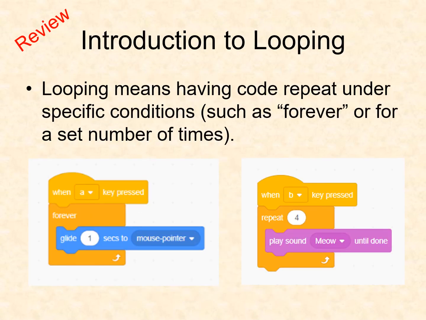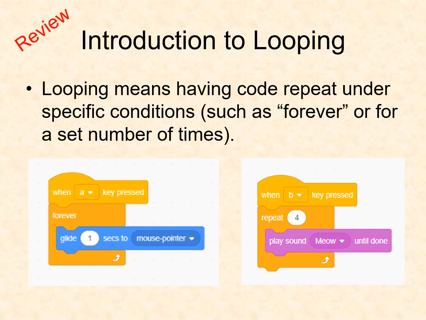We introduced a type of block of coding called control, specifically loops. And looping simply means that you can have the coding that is embedded, or nested, within that loop repeat under different conditions. And we tried several different loops. We tried the forever loop. In this case, the sprite will glide to the mouse pointer forever until the program is shut off.